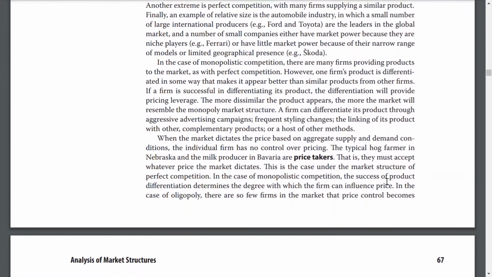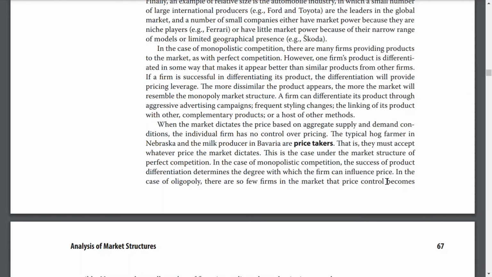When the market dictates price based on aggregate supply and demand conditions, the individual firm has no control over pricing. The typical hog farmer in Nebraska and a milk producer in Bavaria are price takers.